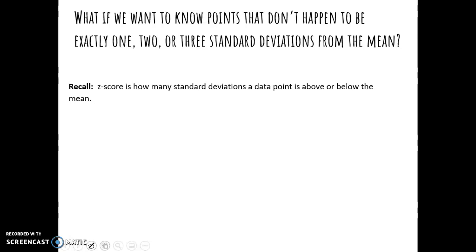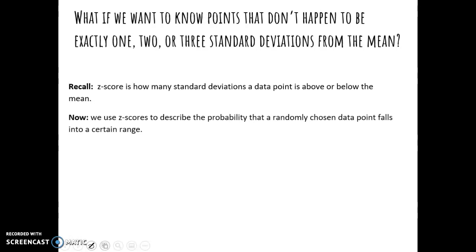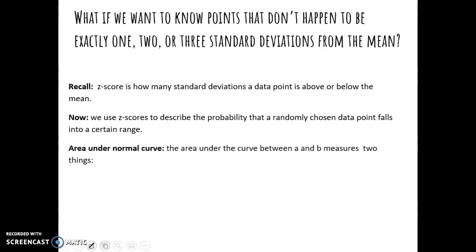But we can also have z-scores that aren't whole numbers. So if you have a z-score of 1.67, that means whatever value that represents is 1.67 standard deviations above the mean. We're going to use z-scores to describe the probability that a randomly chosen data point falls into a certain range. And that brings us to the area under the normal curve.